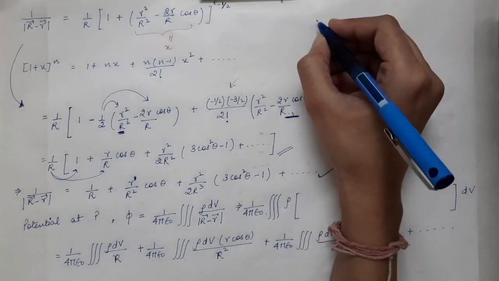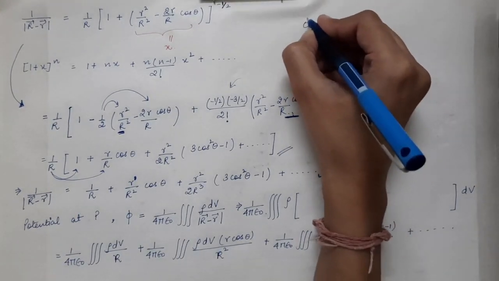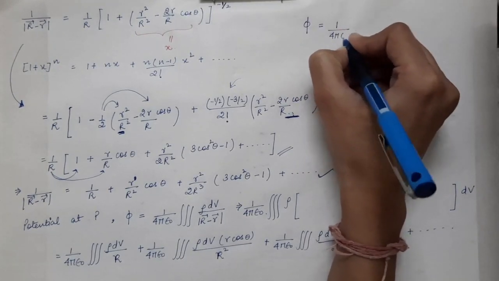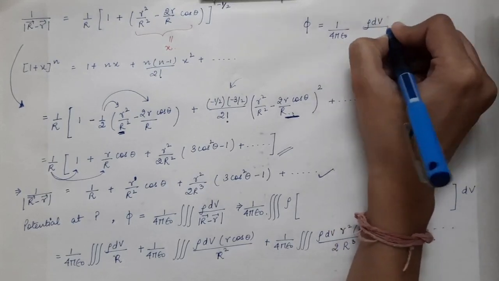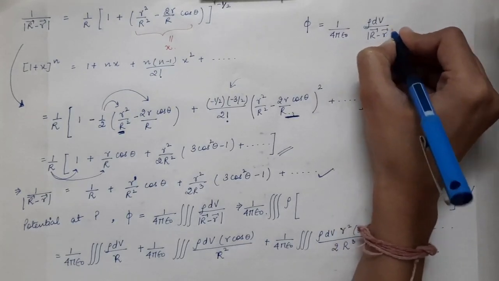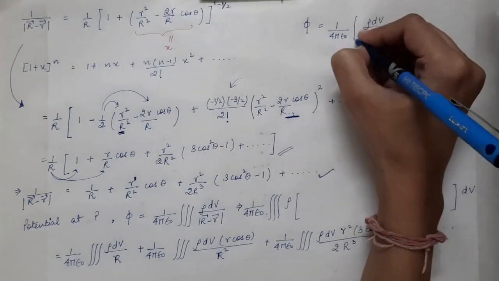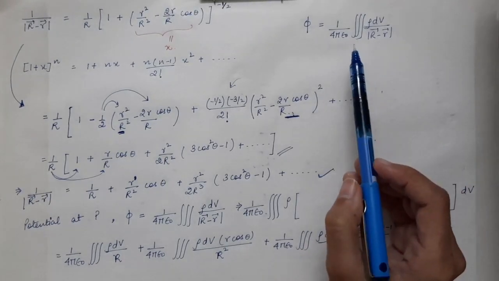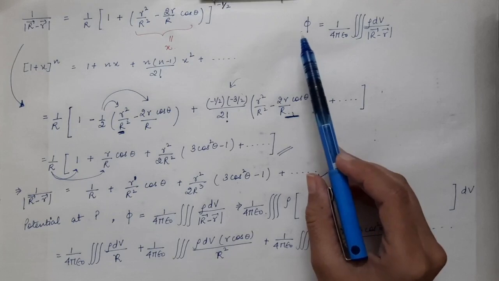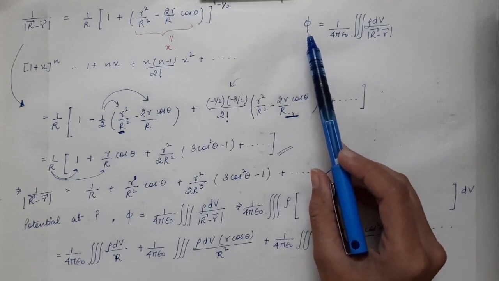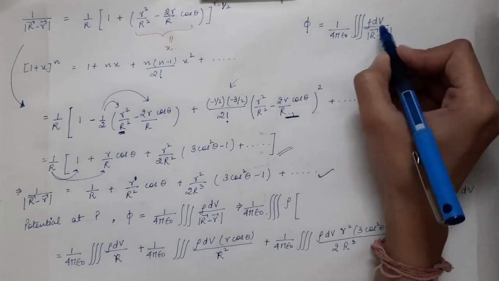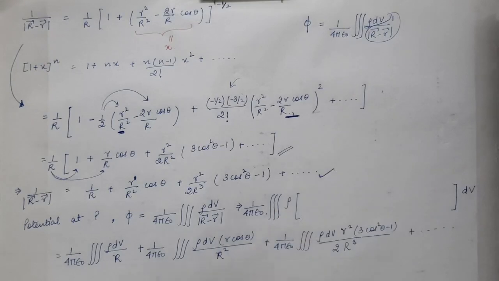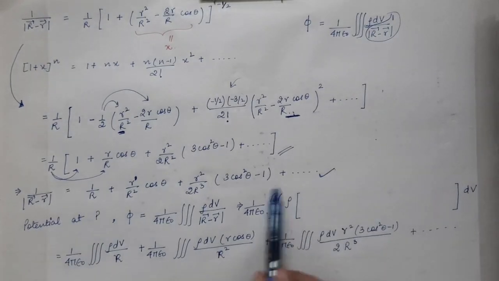Now in the first step of this article, we found that the total potential at point P is equal to 1 by 4 pi epsilon naught integration of rho into dV divided by the magnitude of capital R vector minus small r vector, with volume integration. So this whole integration gives us the total potential at point P due to the charge distribution. So we just found out the expression of 1 divided by capital R vector minus small r vector, and that came out to be equal to this expression.